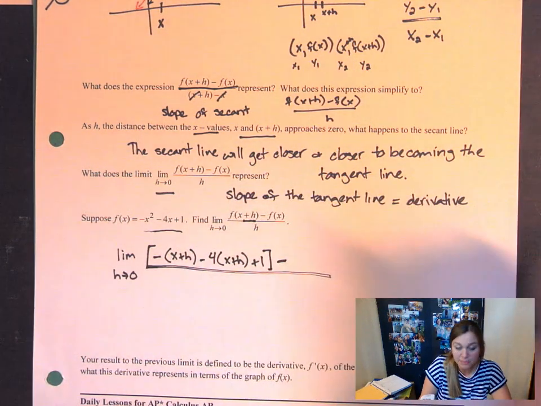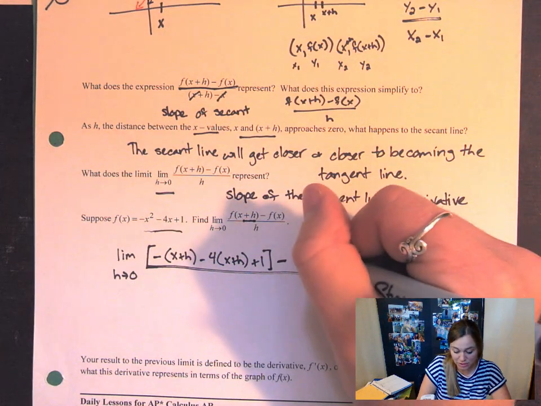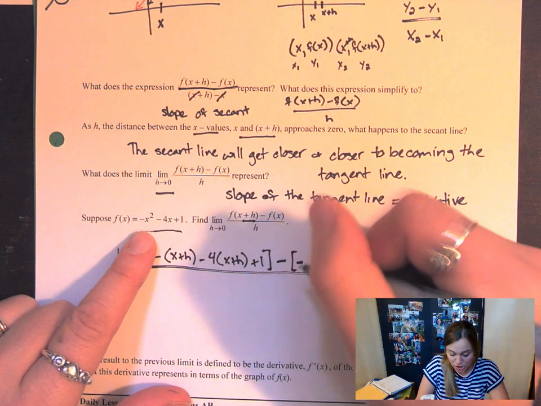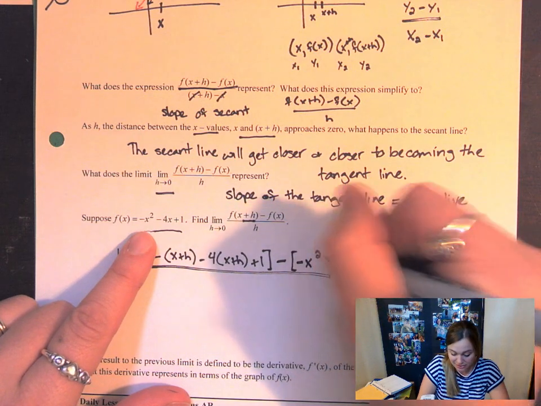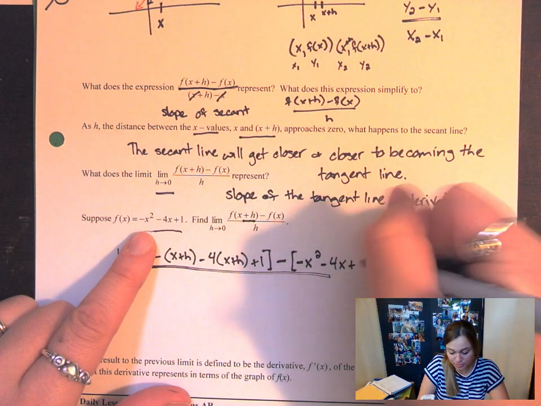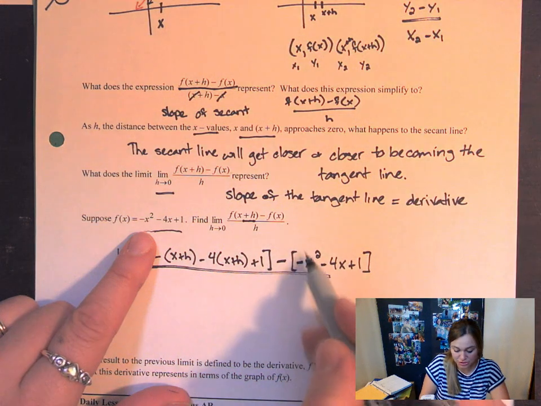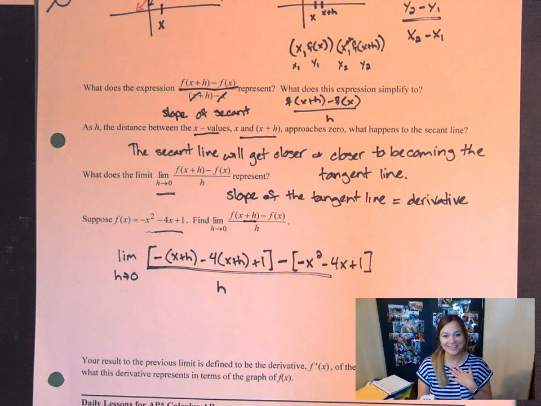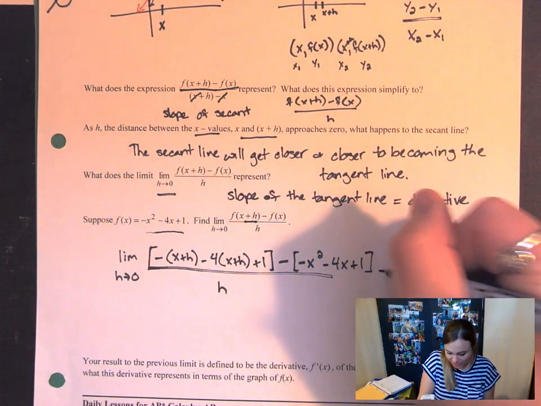minus f of x. Be really careful here. You have to make sure that you put some sort of grouping symbols, parentheses, something like that, because you're subtracting this entire f of x. If you don't put the grouping symbols, you might forget to subtract and distribute that negative through over h. All of this looks so pretty. And now we get to simplify it. So now we have to do some work.